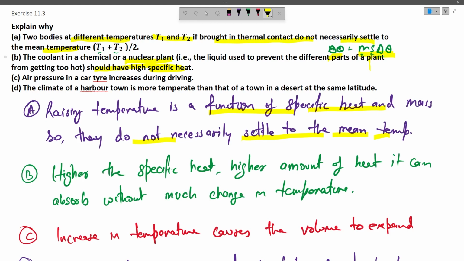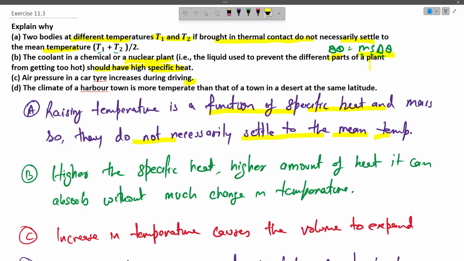Now with the third question we have: air pressure in a tire increases during driving. So during driving, the air gets hot, and that's why its volume tries to expand, and since the volume is constrained, its pressure gets increased.